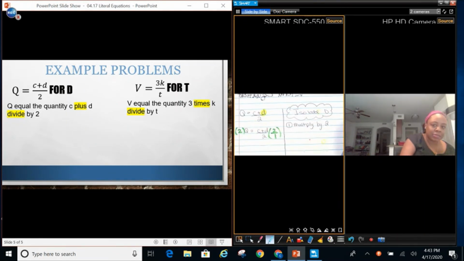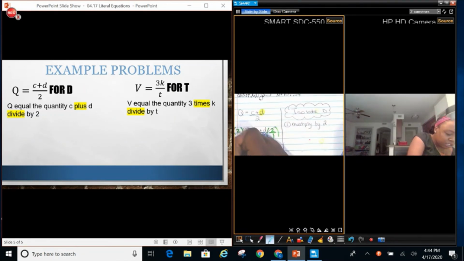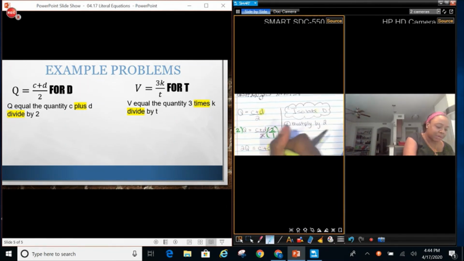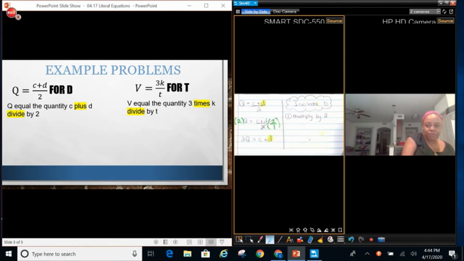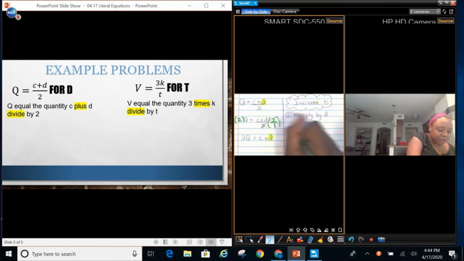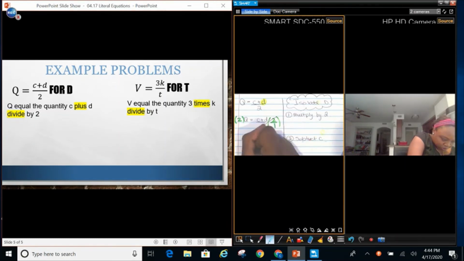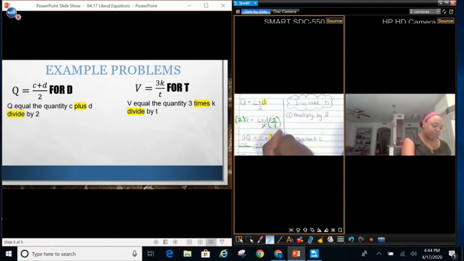Now, the reason why I'm doing this is because I have a 2 in my denominator. I do not want this 2 to be here. So they end up canceling out, and over here I have 2q. So 2q equals c plus d. Now, I still want d by itself. So what I have to do is get rid of this free c. So I'm going to subtract it away. And I'm done.